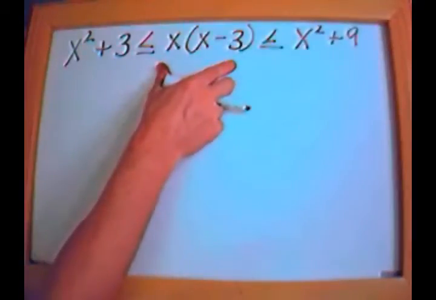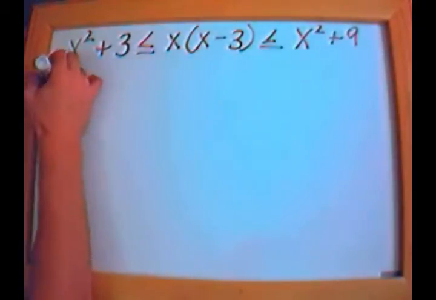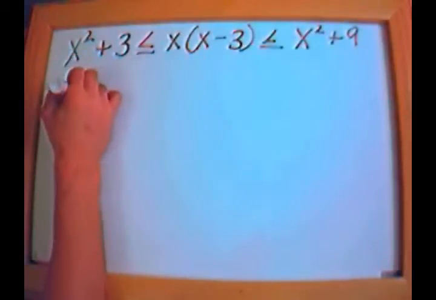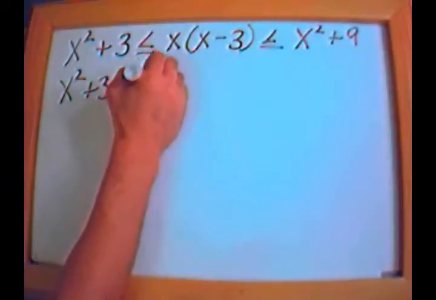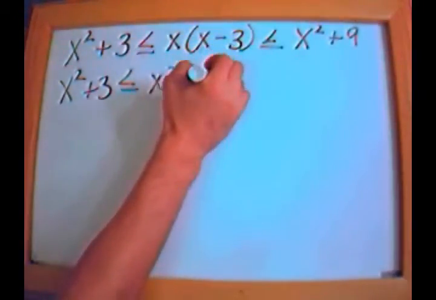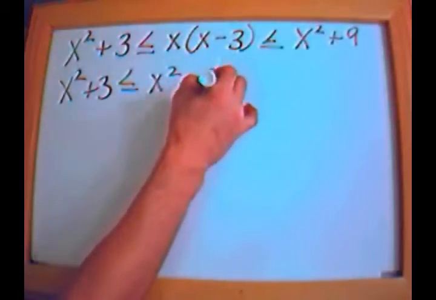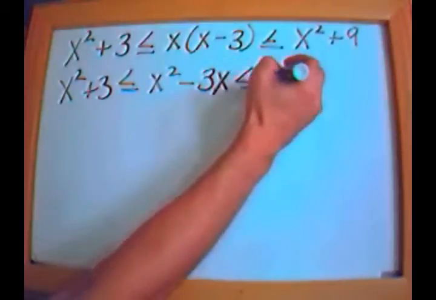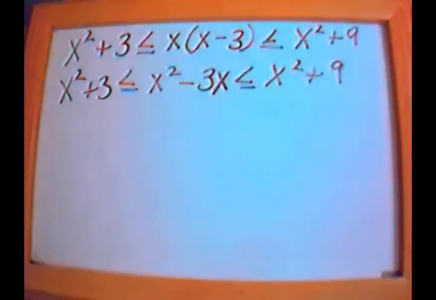Okay, so let's go ahead and work on this middle part here. This distributive thing going on here. Let's just copy this down. x squared plus 3 less than or equal to, now let's work on the middle. x times x is x squared, minus x times 3 is 3x, because negative 3 times positive x is going to be negative 3x. So I've got to put the negative there. Carry the sign, and let's just repeat the problem over here. x squared plus 9.